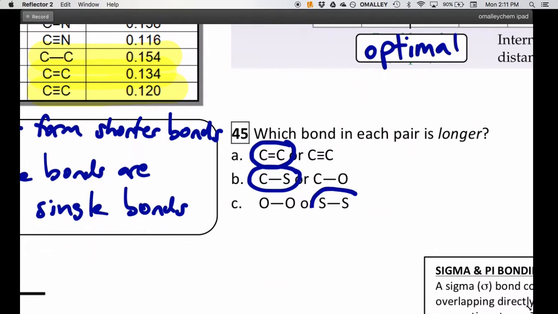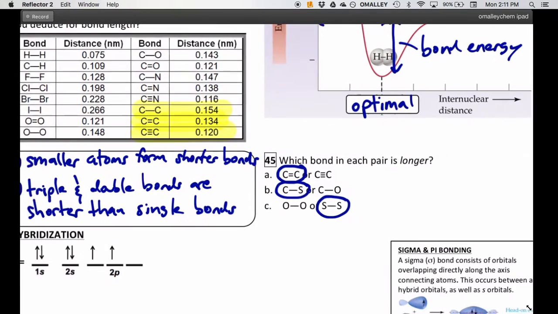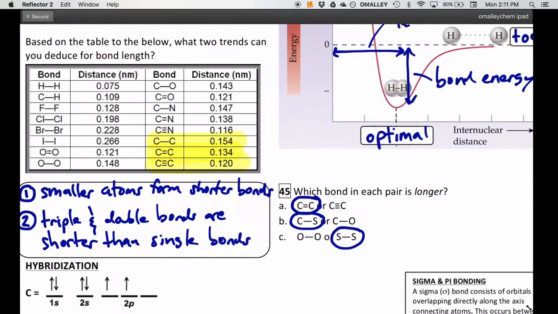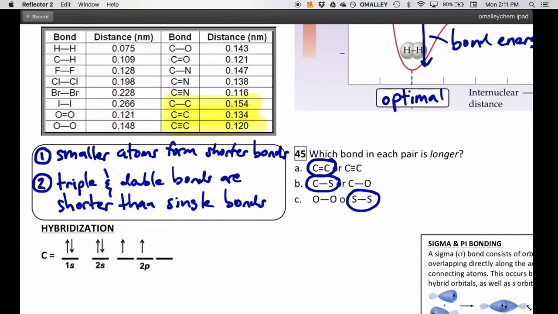Likewise, for choice C, the sulfur-sulfur bond should be longer than the oxygen-oxygen bond, because sulfur has a larger atomic radius. So just a couple of simple trends to look at with bonds, based on our periodic table trends and what kinds of lengths we see.